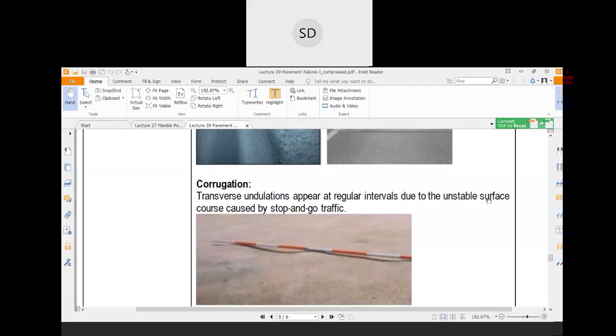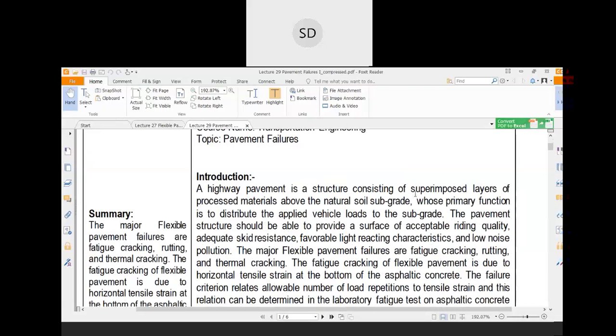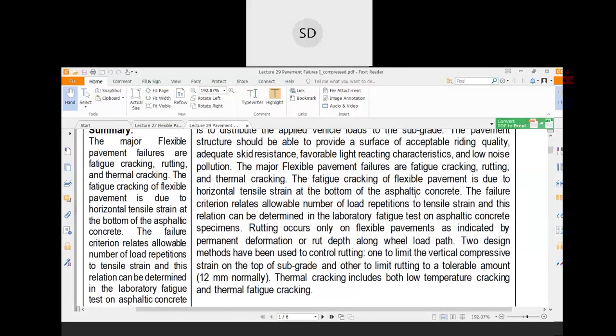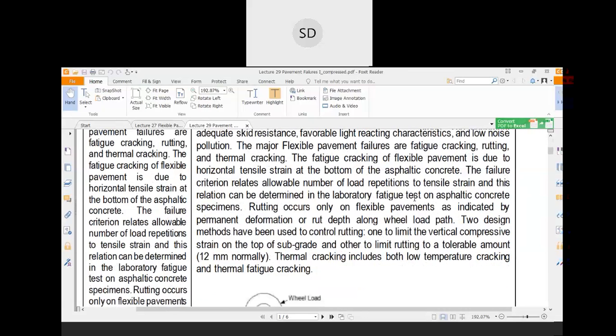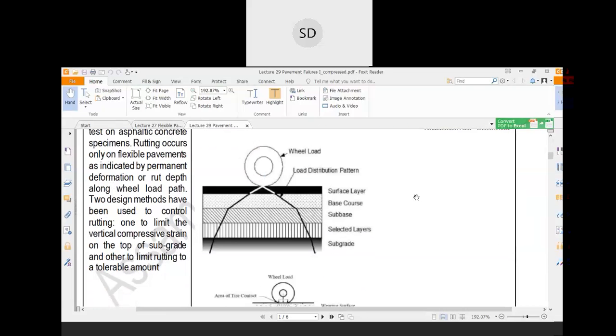Now we have discussed the flexible pavement design. Now there are different types of pavement failures, which is very much important. In terms of pavement failures, there are different types of failures, and these different types of failures are originated.